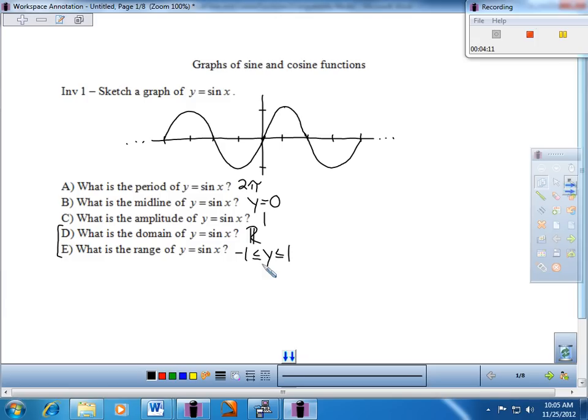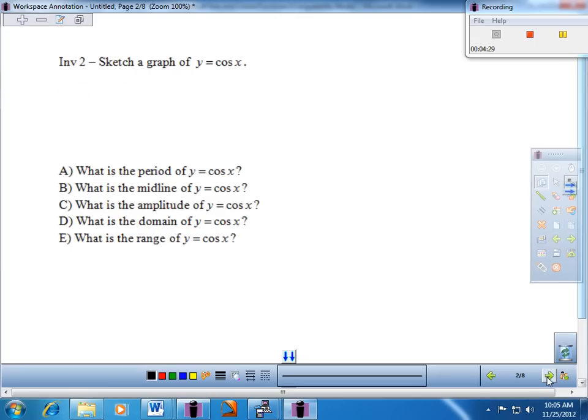Okay, I hope that works just in terms of graphical analysis. That looks great to me. Let's go get number 2.